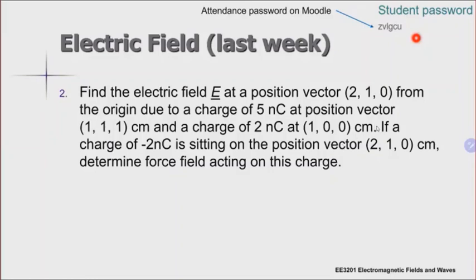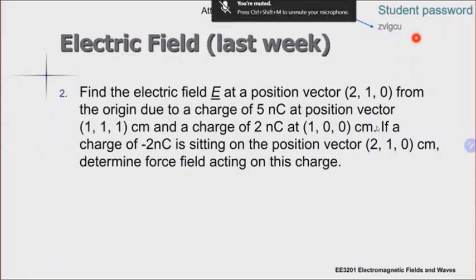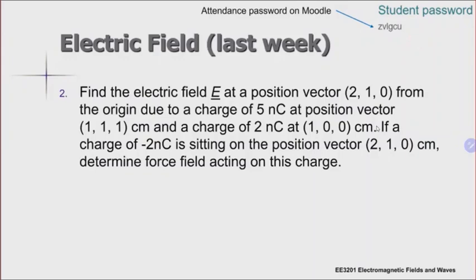Okay, you're asked to find the electric field at a position vector (2, 1, 0) centimeters, so all throughout will be in centimeters, from the origin due to a charge of 5 nanocoulombs at position vector (1, 1, 1) centimeter and a charge of 2 nanocoulombs at (1, 0, 1) centimeter. Okay, so that's the first part, to find the electric field.